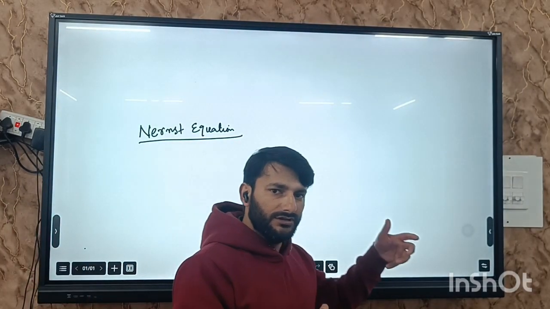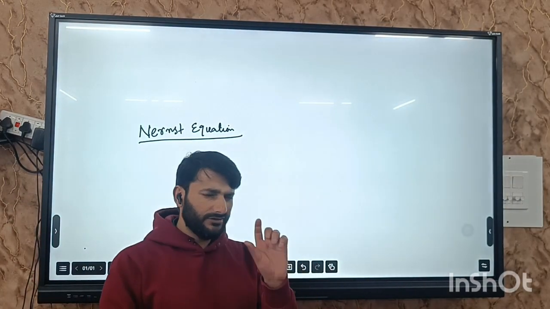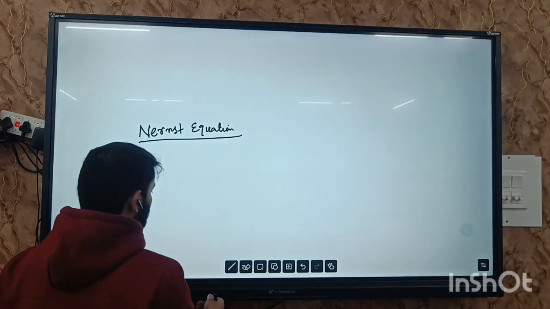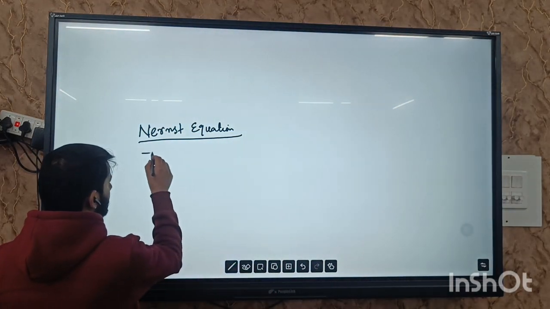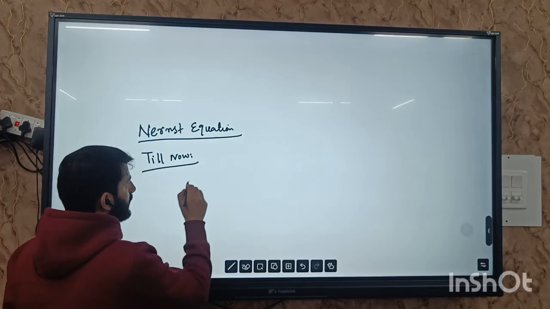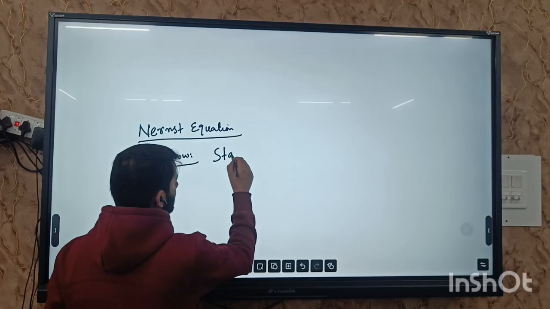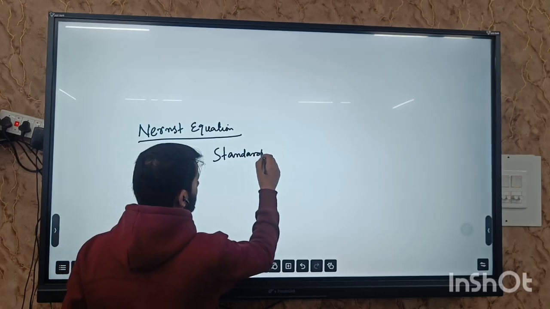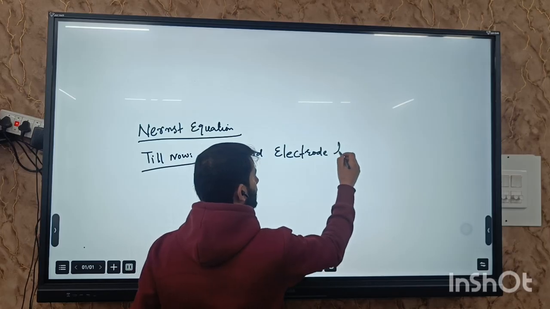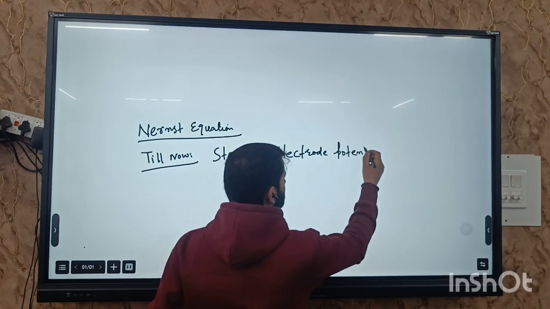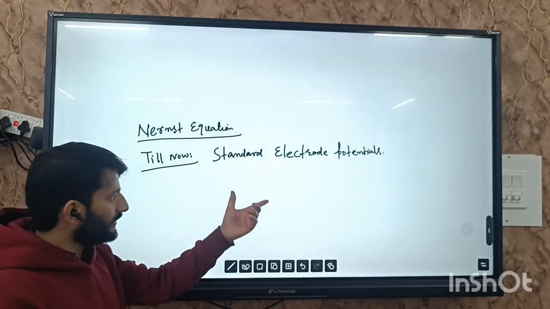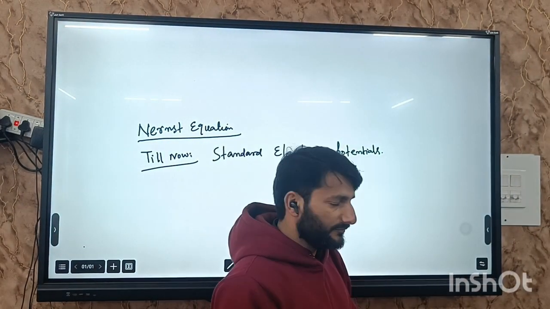Before coming to the Nernst equation, we will just touch a little bit on the past, what we have talked about. Till now, we have talked about the standard redox potentials or standard electrode potentials, isn't it? Or the EMFs, standard electromotive forces of the cells.